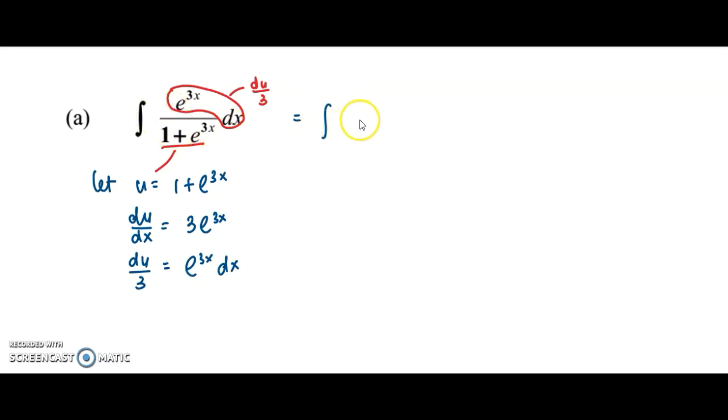Integral, and e^(3x) dx is going to be du over 3. The 1 over 3 here, I'm not going to leave inside; I will bring it out as the coefficient. And the 1 over 1 plus e^(3x) is going to be 1 over u. So basically now we have 1 over 3 times the integral of 1 over u with respect to u. To integrate 1 over u with respect to u, we have log u, and because this is an indefinite integral, we have to add the constant c.